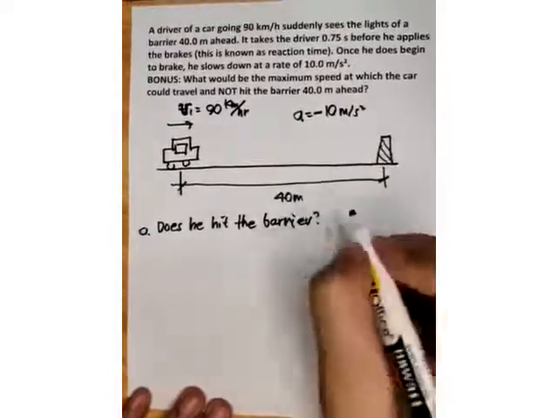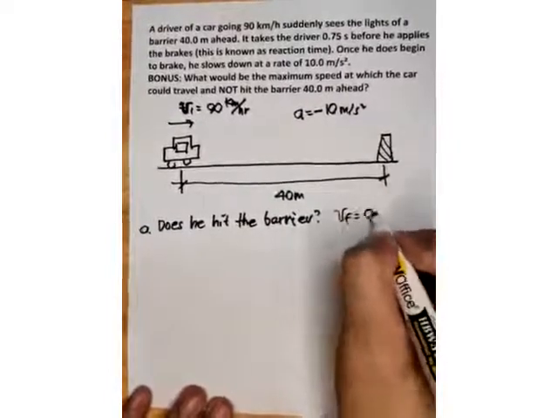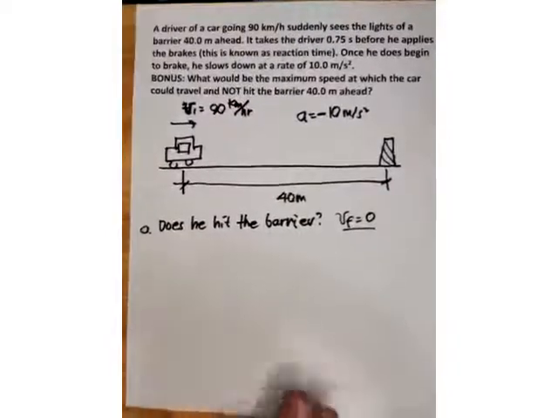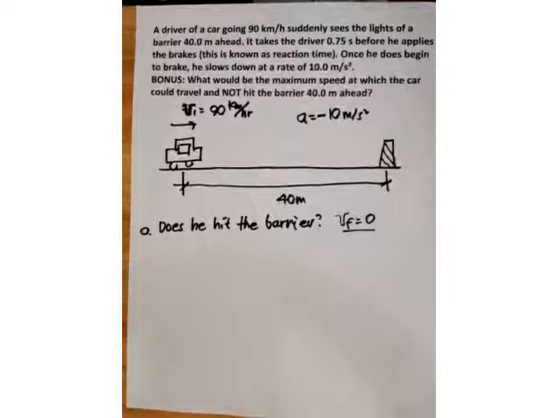Okay, so that means we will assume that V final is 0. Ayan. Kasi kailangan huminto siya. Kung hindi, mabubunggo siya doon. Okay? So, ang hanapin natin yan is yung displacement. Kung ang displacement na makuha natin ay less than 40, which is the reference, hindi niya tatamaan yung barrier. Pero pag huminto siya ng greater than 40, tatamaan niya yung barrier.